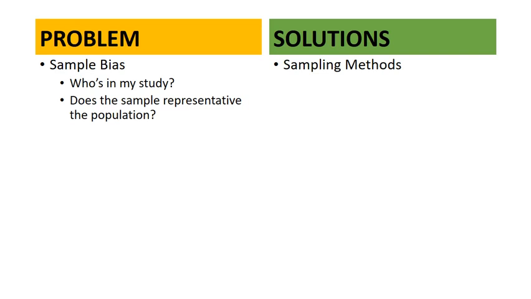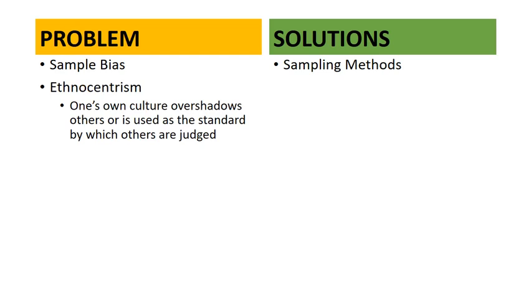Given we are bringing up the issue of who is in our sample, we need to consider the problem of ethnocentrism. This issue arises when we assume our cultural values and norms are shared by others, thus overshadowing other cultures. Or we use our own culture's values and norms to judge others, generally concluding ours is the correct or best culture and delegating others as wrong or inferior.